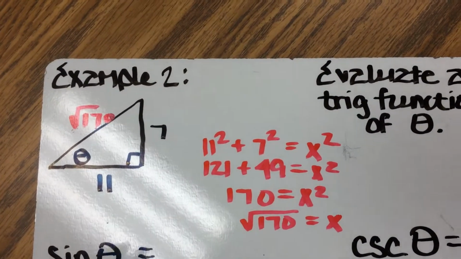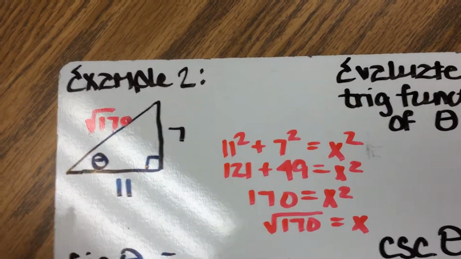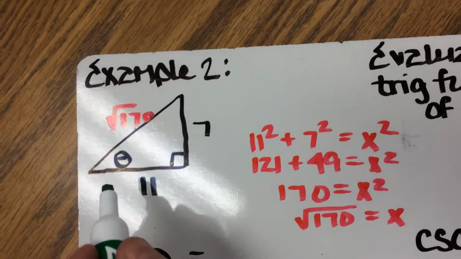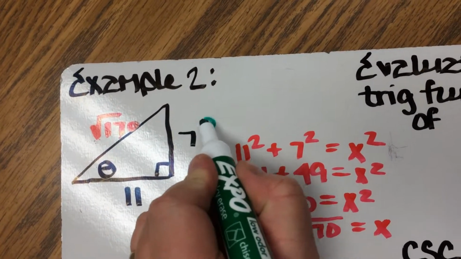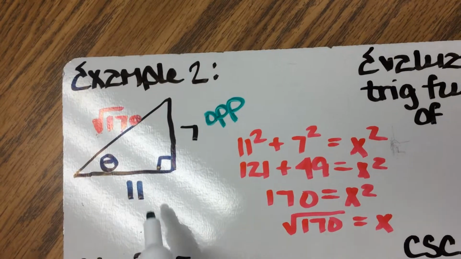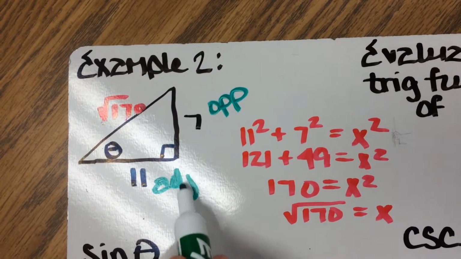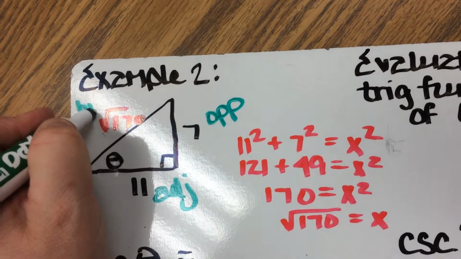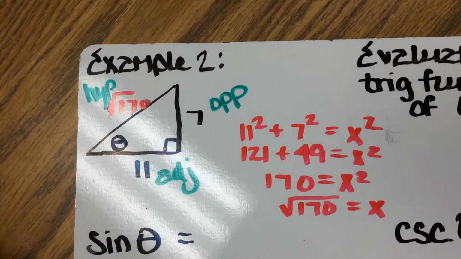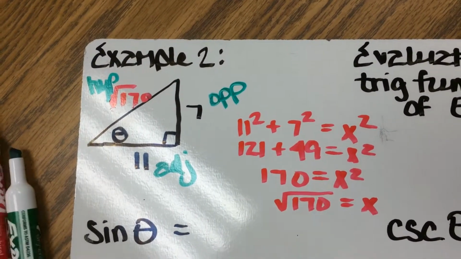Again, it would probably be beneficial to go in here and label opposite, adjacent, and hypotenuse on your triangle now. Opposite of theta is 7. Adjacent is 11. And we just found our hypotenuse, which was the square root of 170. All right, we're good to go.